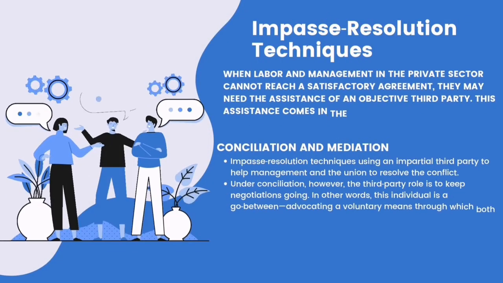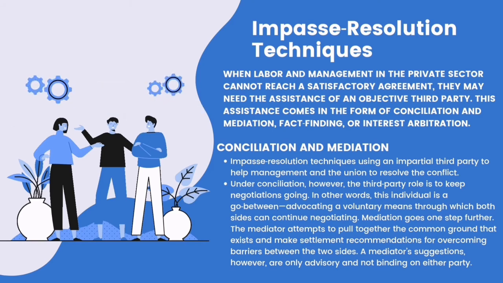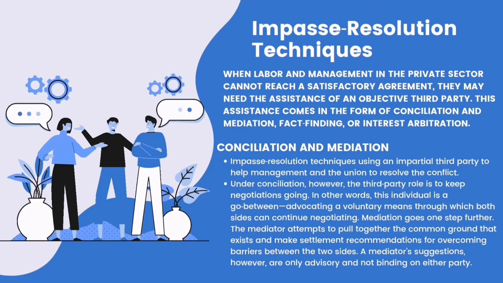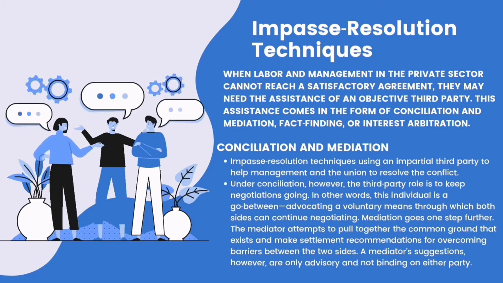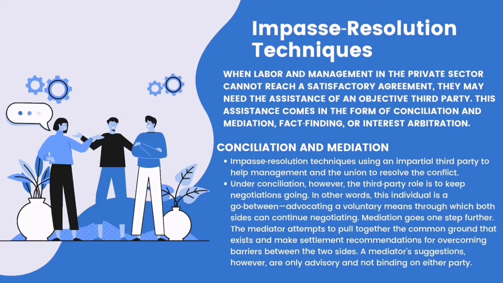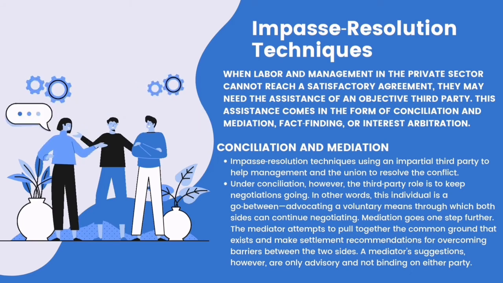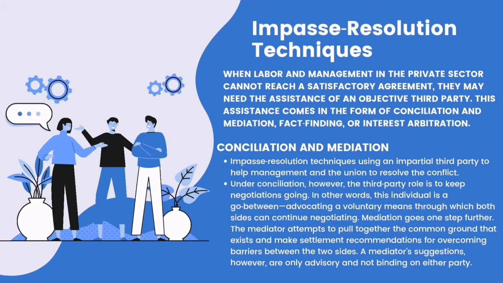Impasse resolution techniques. When labor and management in the private sector cannot reach a satisfactory agreement, they may need the assistance of an objective third party. This assistance comes in the form of conciliation and mediation, fact-finding, or interest arbitration. Conciliation and mediation are impasse resolution techniques using an impartial third party to help management and the union resolve the conflict. Under conciliation, however, the third party's role is to keep negotiations going. In other words, these individuals act as a go-between, advocating a voluntary means through which both sides can continue negotiating.